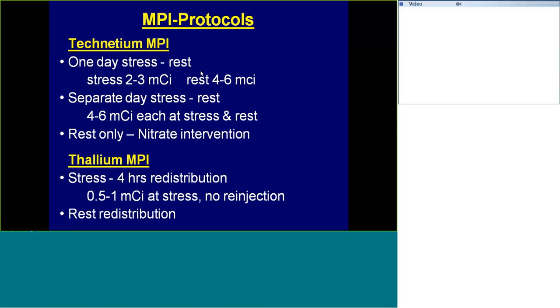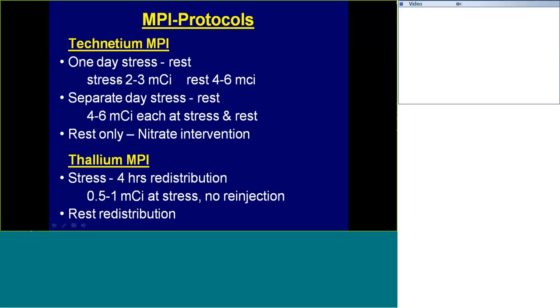Or if you have a patient with a low probability of coronary artery disease, then you can do something called a separate day protocol, where the patient is injected with a higher radioactivity during stress, and if the stress is absolutely normal, he will not come the next day for a rest imaging; he will have only a stress imaging. But conventionally for children, because they have a high probability of coronary artery disease, especially in the background of congenital heart disease, this is the procedure that is conventionally performed in our center, that is the 1-day stress rest protocol.